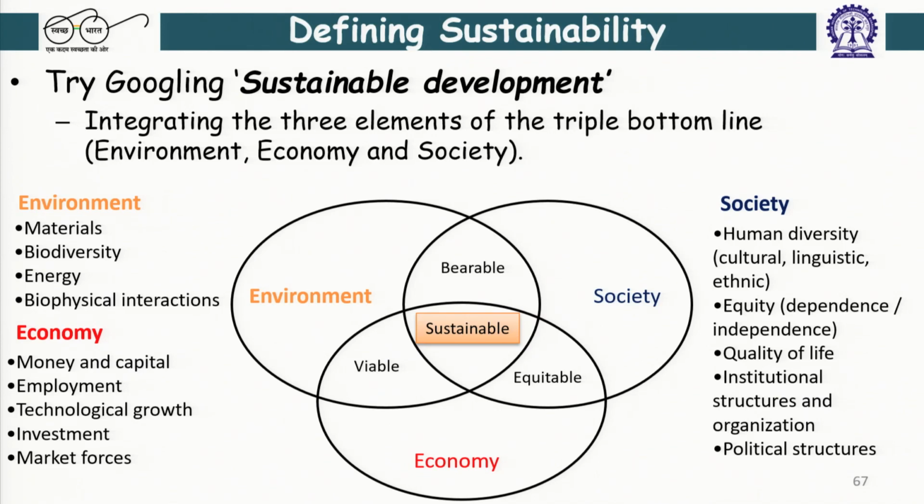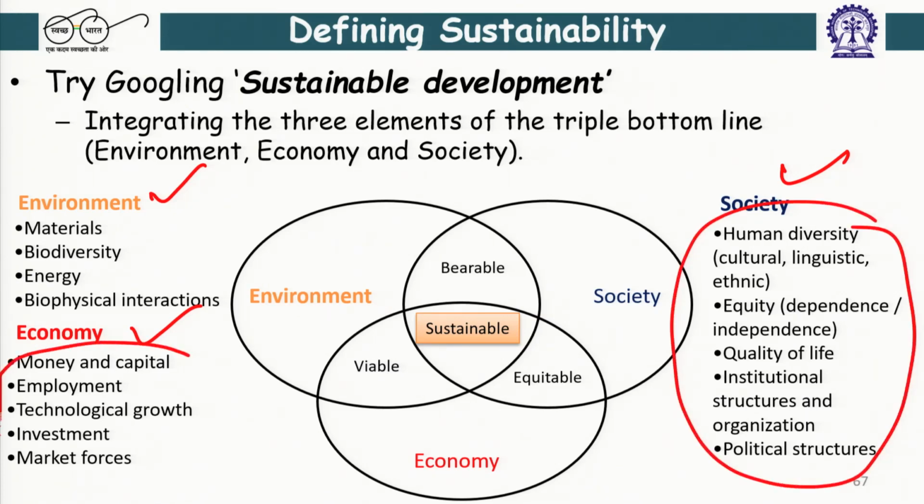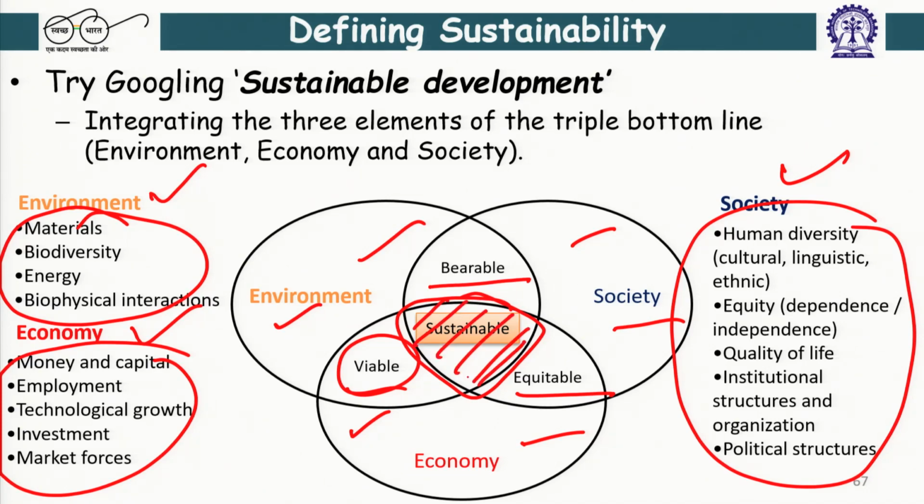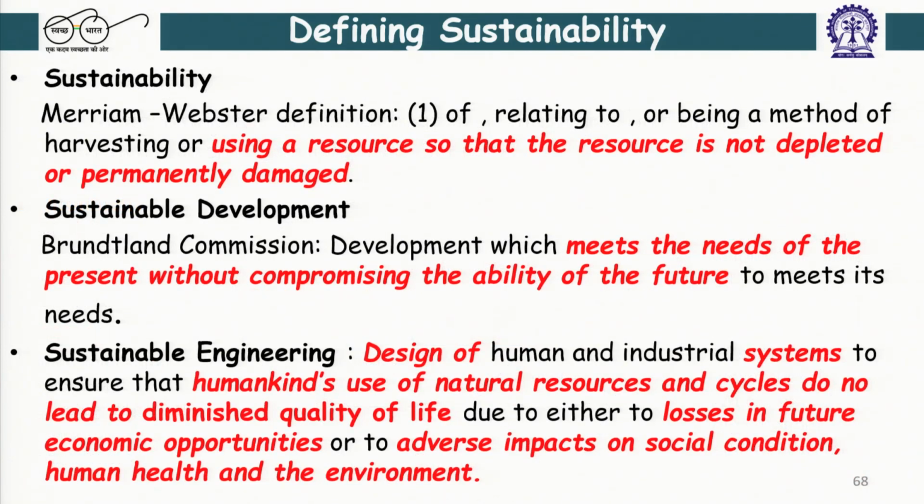Defining sustainability, you can look at googling sustainable development, and you will find the Brundtland Commission report. As I said earlier, sustainability means integration of environment, economy and society. There are different factors for society, for economy, and for environment, so we have to look at all together; wherever they meet together is your sustainable. Environment and society together is bearable, society and economy together is equitable, environment and economy together is viable, but where they meet together is that portion that you see over here, that is the sustainable. That is what our goal is, to go there.